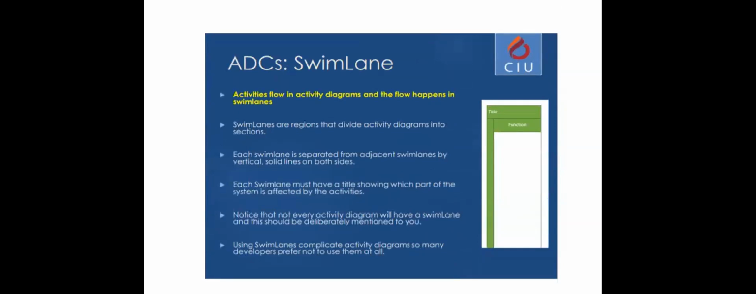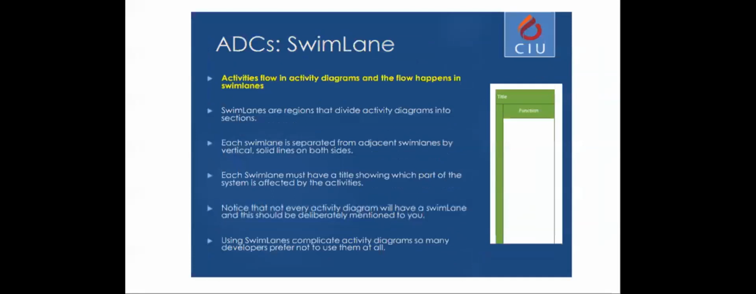The final official symbol that you can see in the activity diagram is the swim lanes, which are basically regions that divide these activities into sections. So you can see which activity belongs to which section. Each swim lane must have a title showing which part of the system it is affecting.